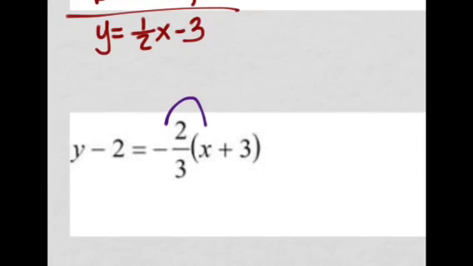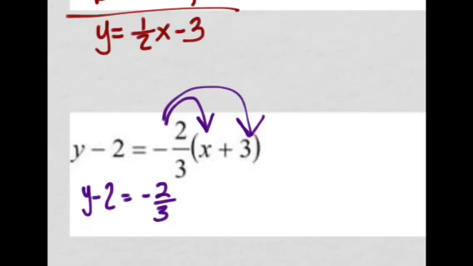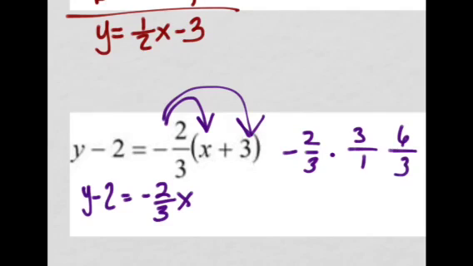Same thing over here. I'm going to distribute here. So I have y minus 2 equals negative 2/3 x. Again, multiplying across. So I have negative 2/3 times 3 over 1. 2 times 3 is 6. 3 times 1 is 3. 6 divided by 3 is 2. And bring the negative attached to it.